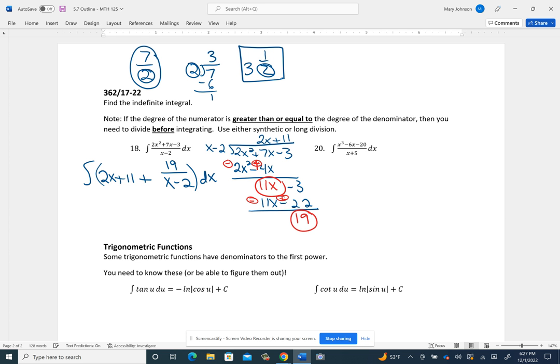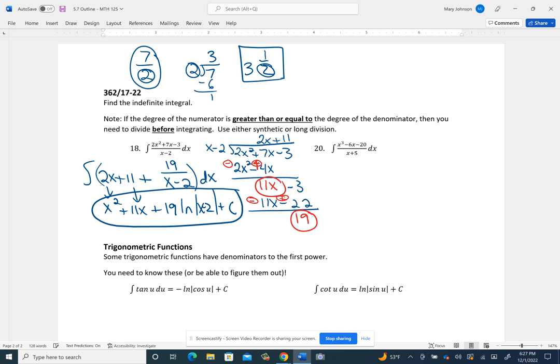Once I did that, now I can do term by term integration, and I can use the power rule on the first 2. This would just be x squared. This one right here would just be 11x. And then notice there, I've got that 19 over x minus 2, with x minus 2 to the first power. So I can't use a power rule type approach. I'm going to have to go to natural log. That constant 19, I'm just going to bring down, and then I'll have the natural log of x minus 2, and then plus c. So that's going to be my answer on that one, and I'm done.